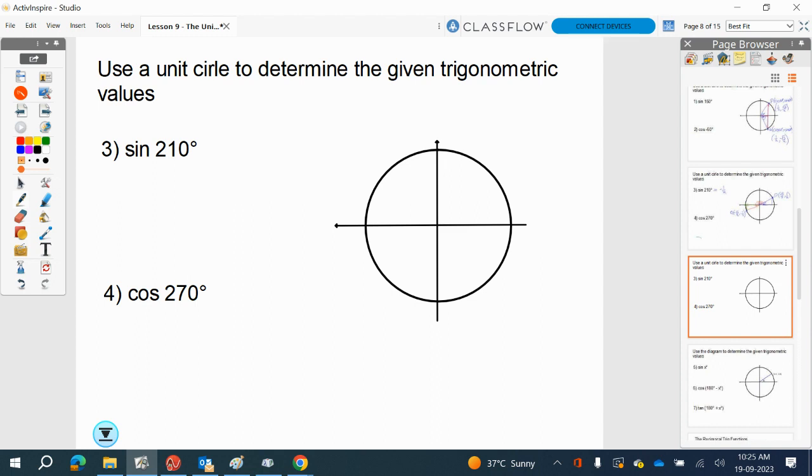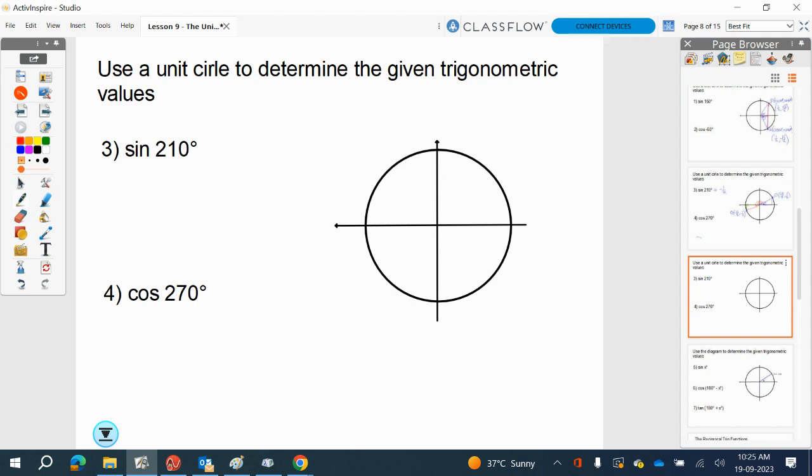How would you? A square. No, try to draw a square to the other side. What's the other side? That's 270. Okay.